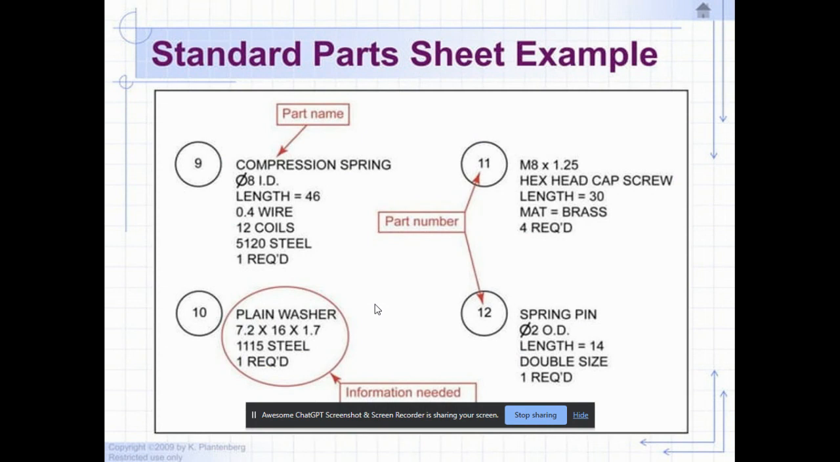So this is the standard part sheet. Normally, we include it in our working drawings to tell us the number of parts, the name of the standard part, the description, and the information needed to be able to identify it and all of that.